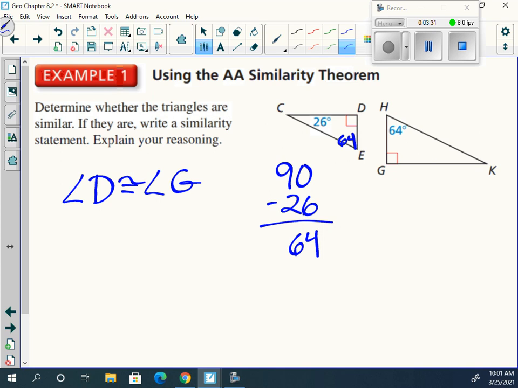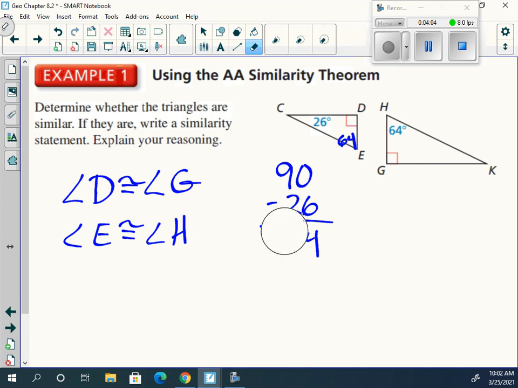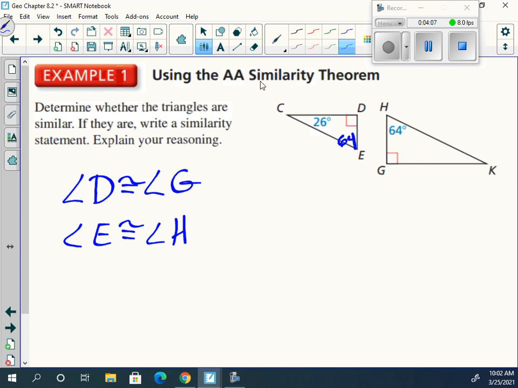Do we have another set of angles that are congruent? Well, yes, because angle E is congruent to angle H. Yes? Do I need to find the value of angle K? It will be congruent, yes. But how many angles do I need to be congruent? 2. Because as soon as I've got 2, we're good. So that means that these two are similar.